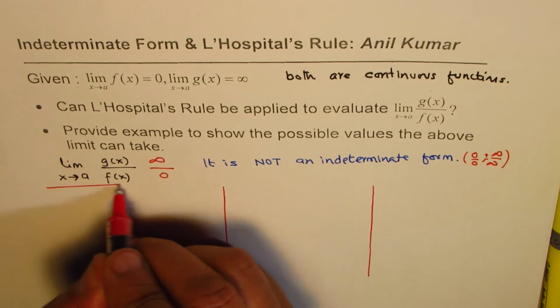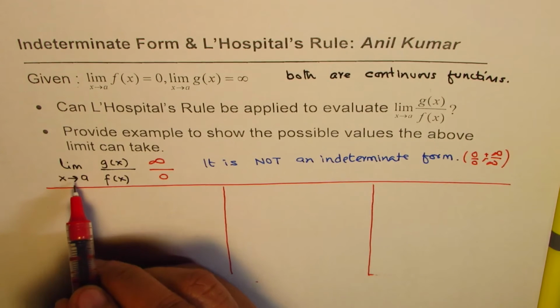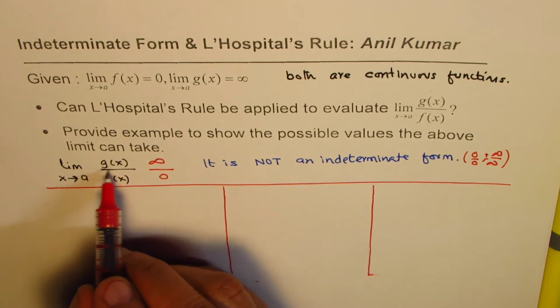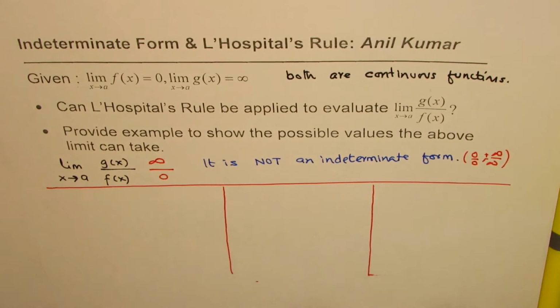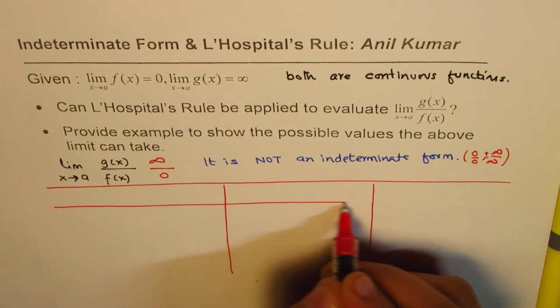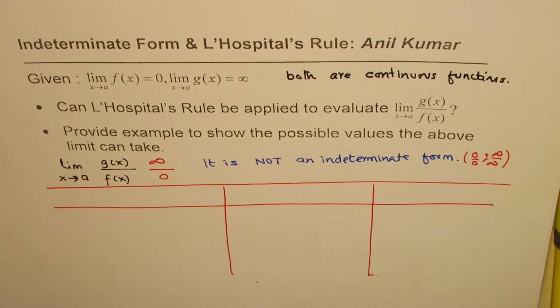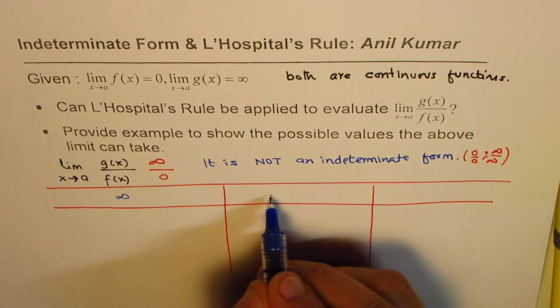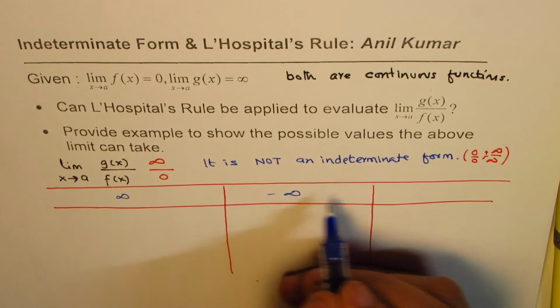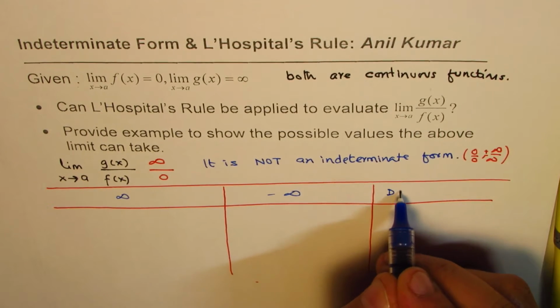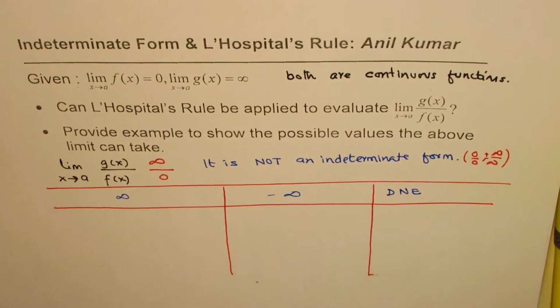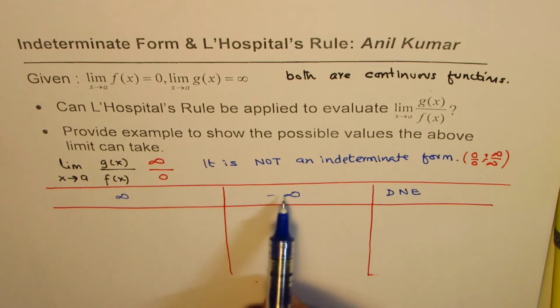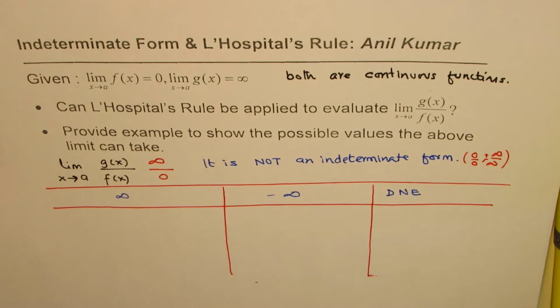Now what could these solutions be? We're looking into limit of quotient of g of x and f of x as x approaches a. Now the possible solutions could be, we could get the answer as positive infinity, we could get the answer as negative infinity, or we may get does not exist, right? So these are, actually speaking, 3 possible scenarios. Now if these are the 3 possible scenarios, can you provide me with some examples?